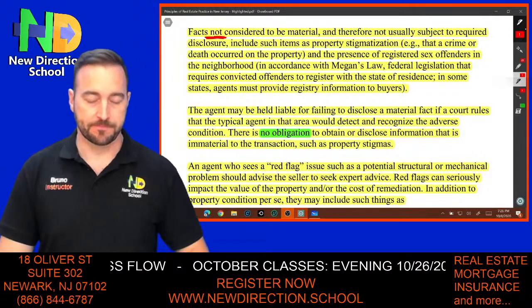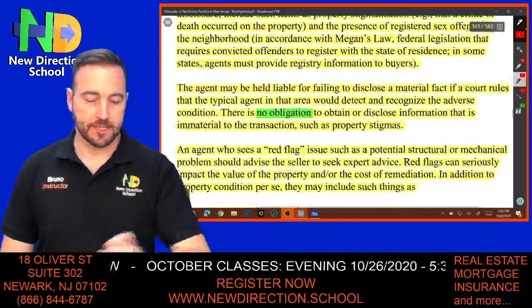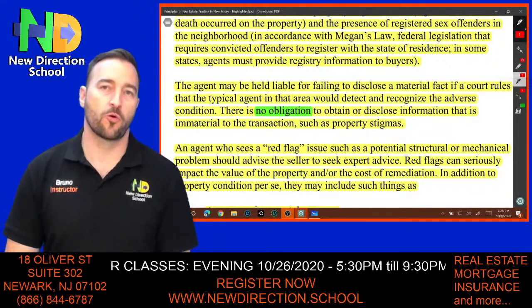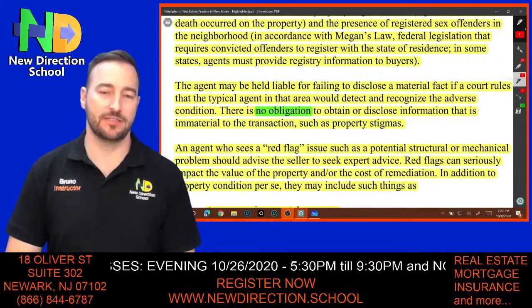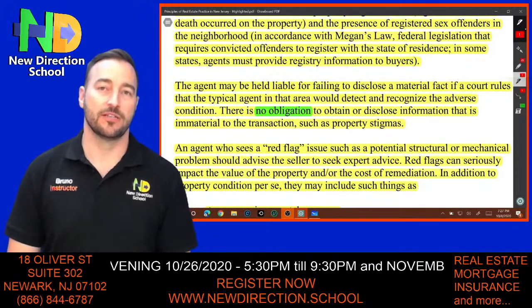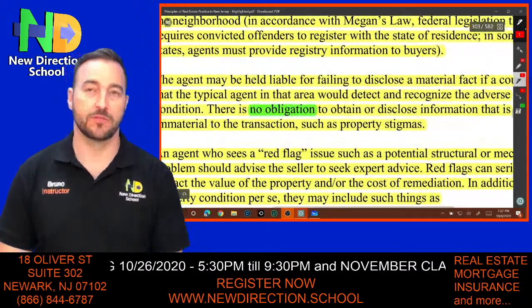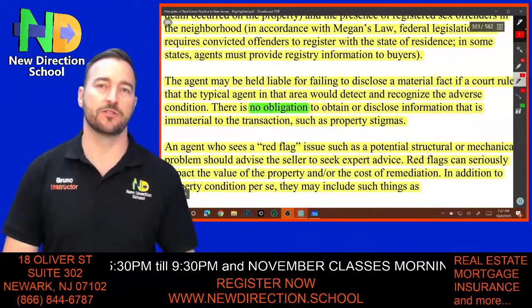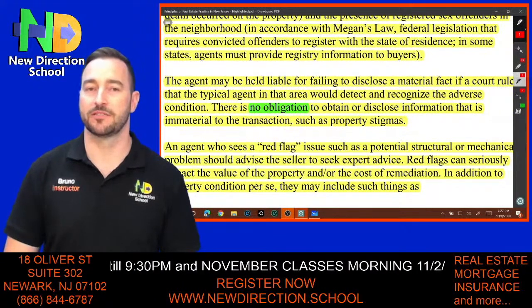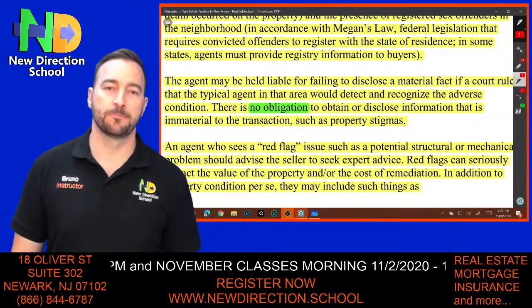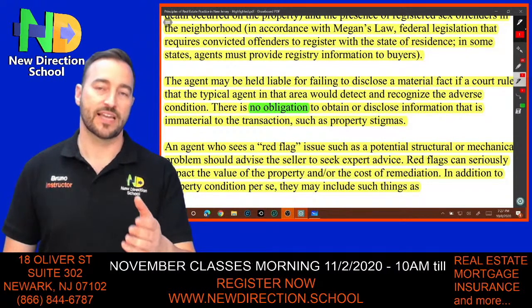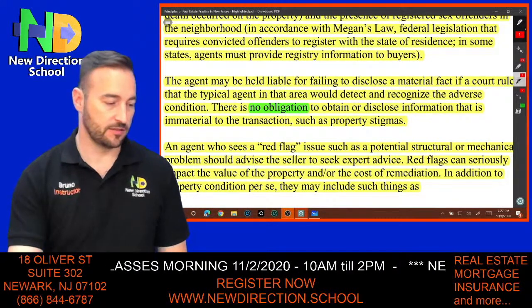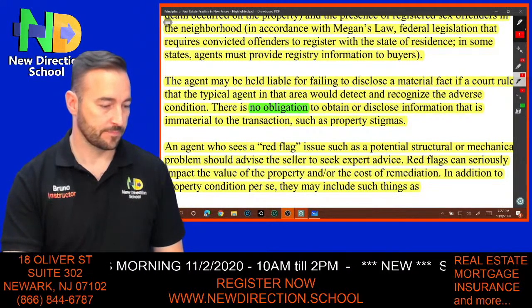Okay. So to finish this, the agent may be held liable for failing to disclose a material fact if a court rules that a typical agent in that area would detect and recognize the adverse condition. There's no obligation to obtain or disclose information that's immaterial to the transaction, such as property stigmas. So if somebody says, hey, did somebody die in this house? Is it your duty as an agent to go research public records and figure out if somebody died in the house? The answer is no, it's not.